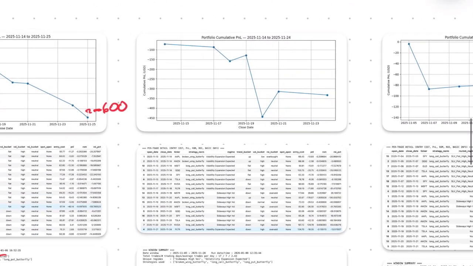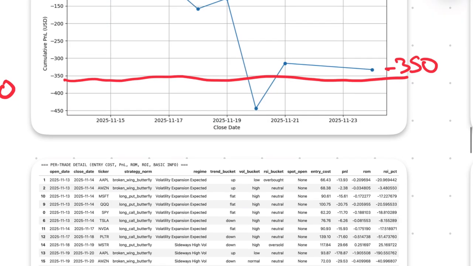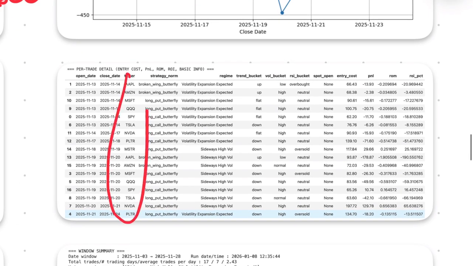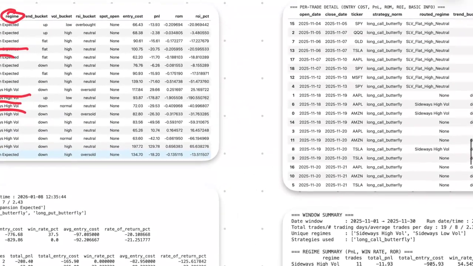So we made some changes here, and we ran the pipeline again for November, ran the runner. And so look, we're about $350 down, which is good. We have nice ticker diversity. And we see in our volatility regimes, this is the market regime, we have volatility expansion, and then we have these sideways high vols. And our report cards.